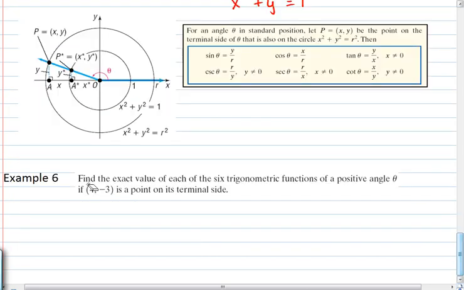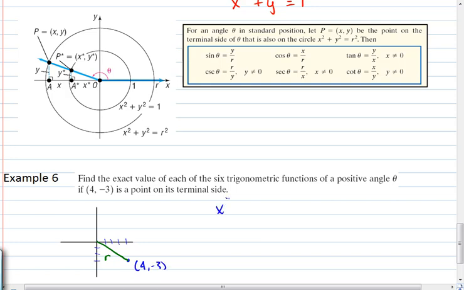So in example 6, we're asked to find the exact value of each of the 6 trig functions of a positive angle theta if this point is a point on the terminal side of the angle. So what we're going to do here is I'm going to go ahead and plot this point. It's at 4, -3. So that's 4 along the positive x-axis, -3 along the y-axis. So there's 1, 2, 3, 4, -1, 2, 3. That's this point right here. So we're looking at a circle where the radius is going to be this distance right here. This is r.